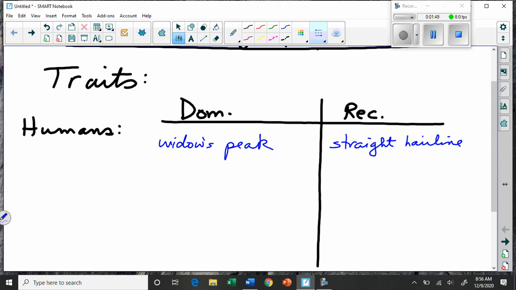An interesting one is almond-shaped eyes, which is pretty much the normal shape that we consider eyes to be. But some people have more rounded eyes, and rounded eyes are a recessive trait. Recessive traits, you would think, would not show up as much because they can only be expressed in very limited situations, right? So typically the dominant traits tend to be the ones we see most often.